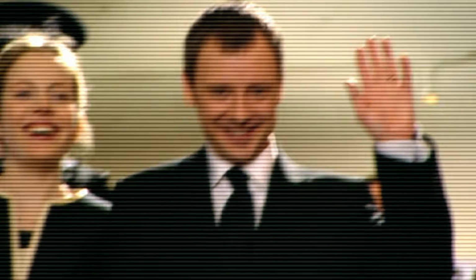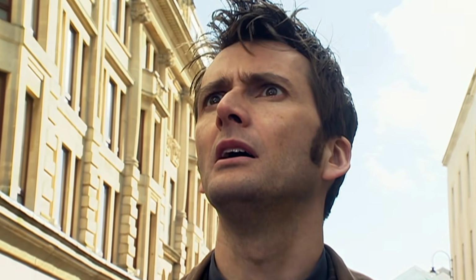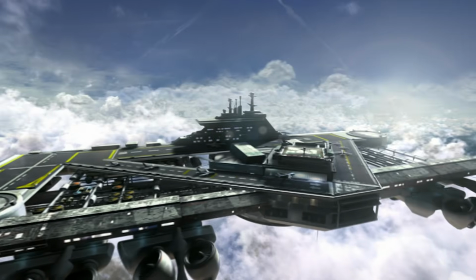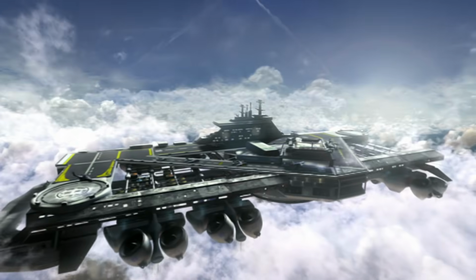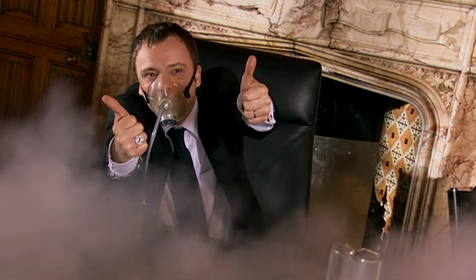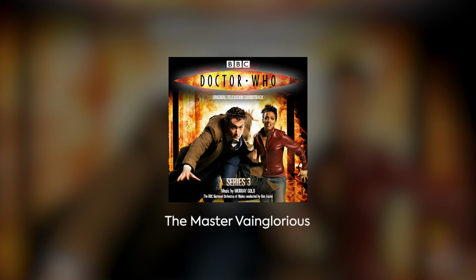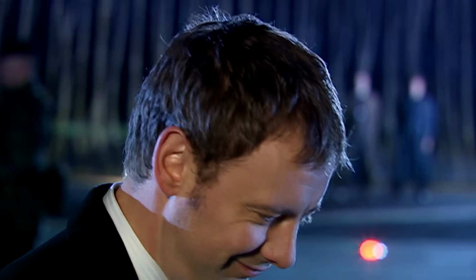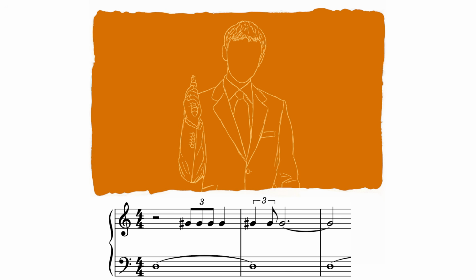Series 3 brought back everyone's favourite frenemy of the Doctor, the Master. And of course, as is now tradition for the big bad of the series, he gets his very own theme, the Master Vainglorious. Starting with a threatening bass line, we get little hints at that triplet rhythm that reflects the drumming in the Master's head.